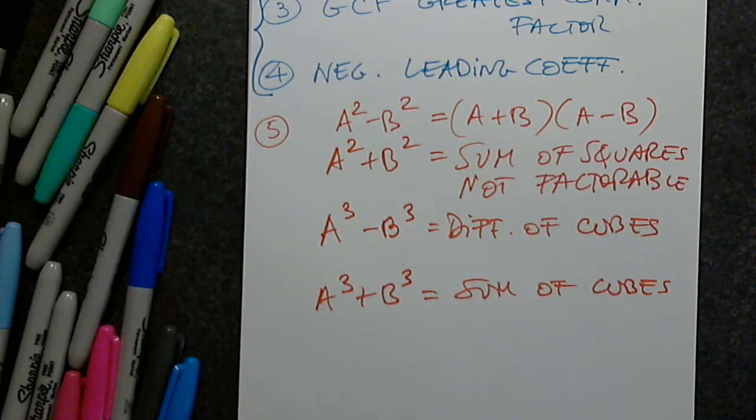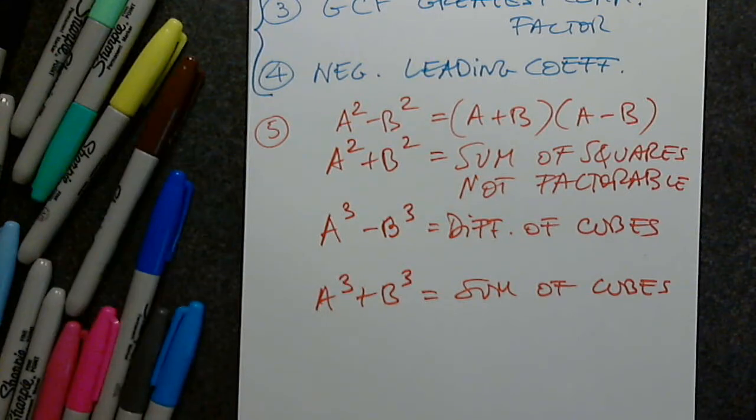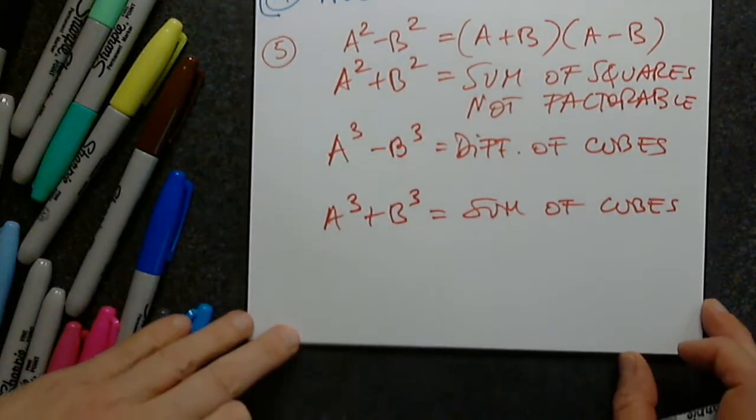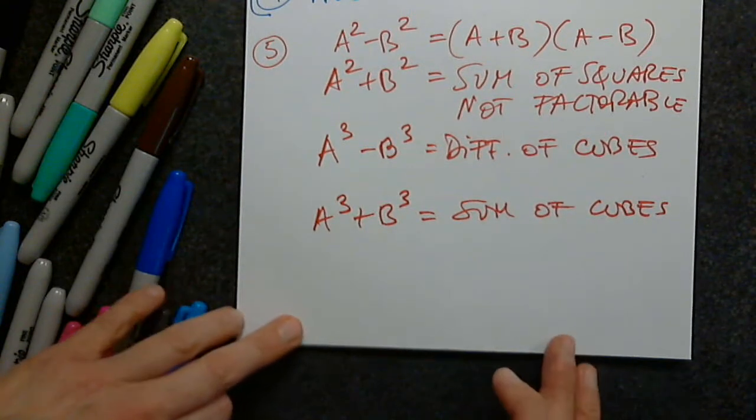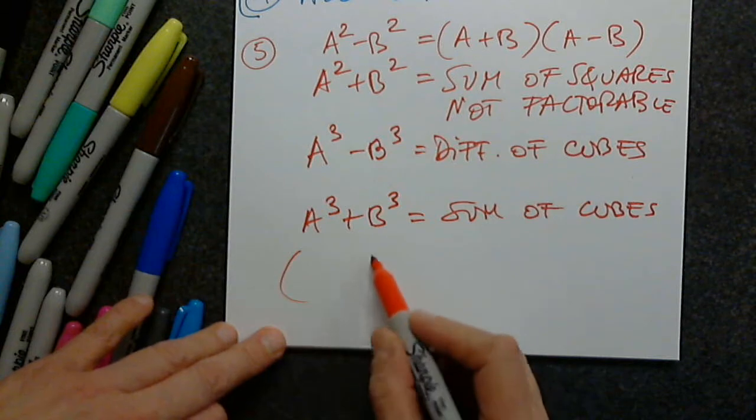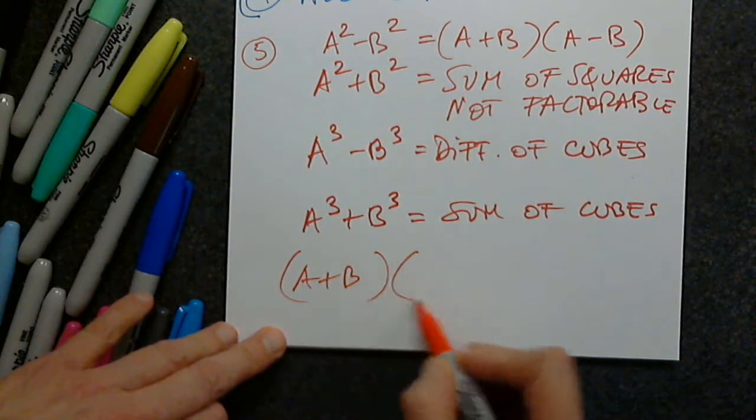Difference of cubes and sum of cubes. So these two are slightly more difficult. Let's work on one, and then the other one will follow very easily. So let's suppose we are given this.